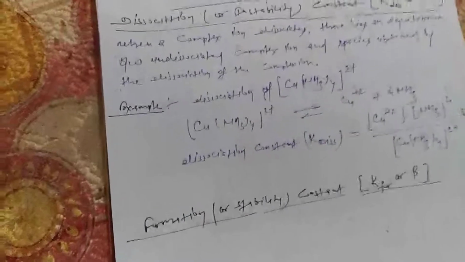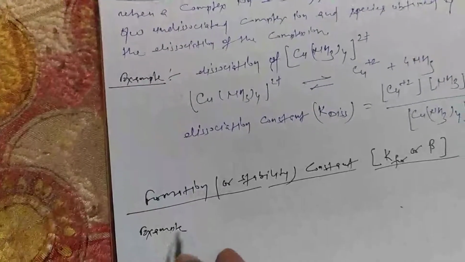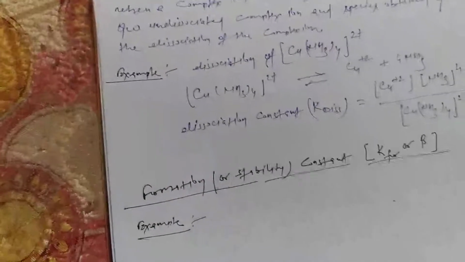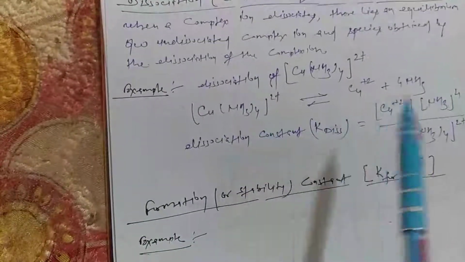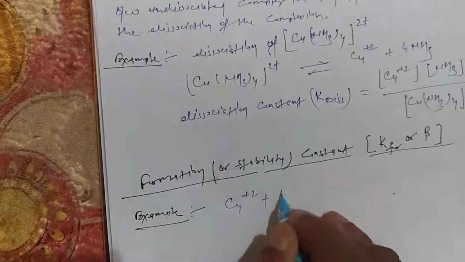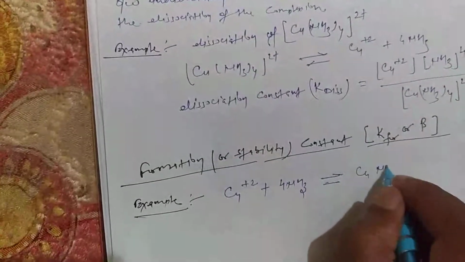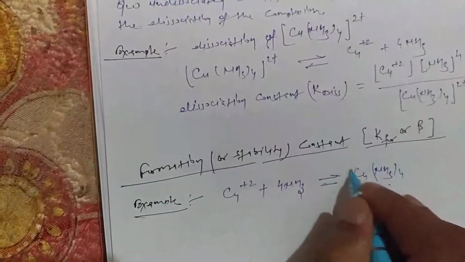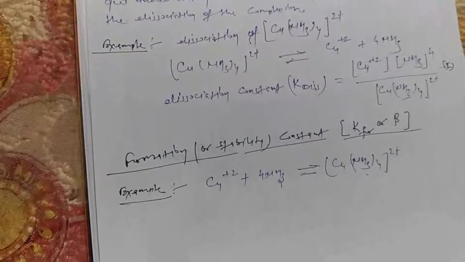Okay, so let's take an example of this. Again, we'll take the same example. If this molecule is formed, how will it form? It will form by copper and ammonia. So again the example will be the same, copper 2 plus and 4 ammonia. This will give you Cu(NH3)4 2 plus. So this is the formation of a complex ion.